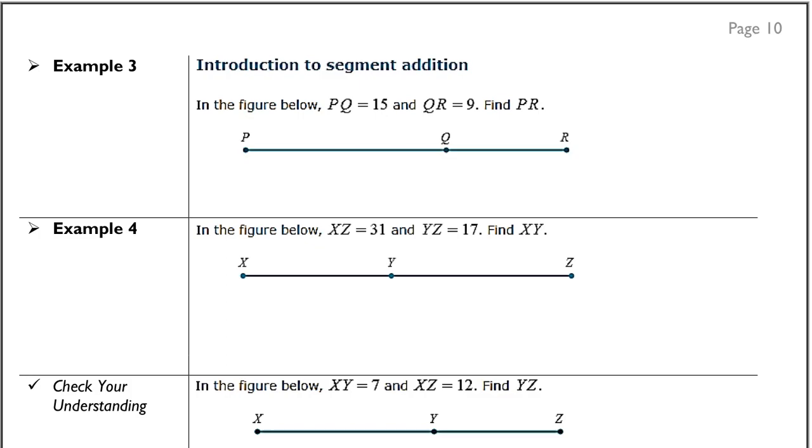So we should start first by highlighting things again. Again, this is example 3, this is example 4, so those should be blue. Our check your understanding should be in orange, so let's make sure we highlight those accordingly.